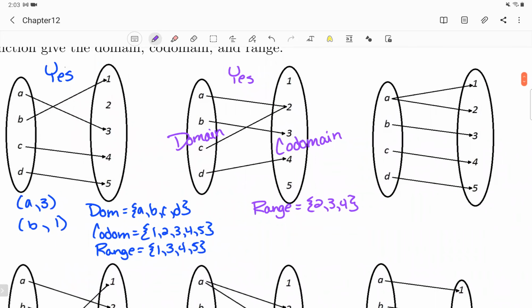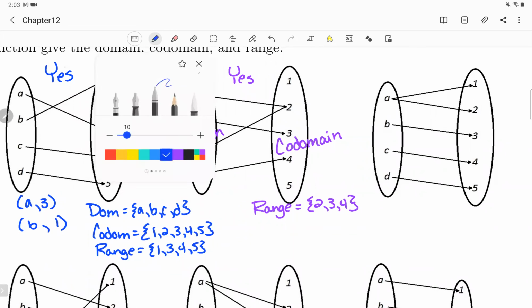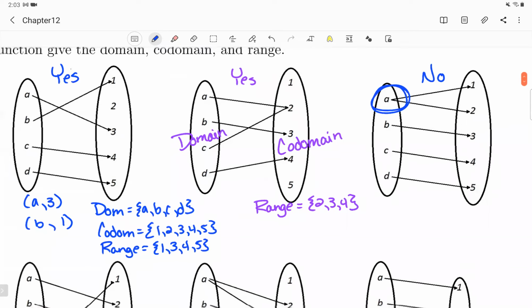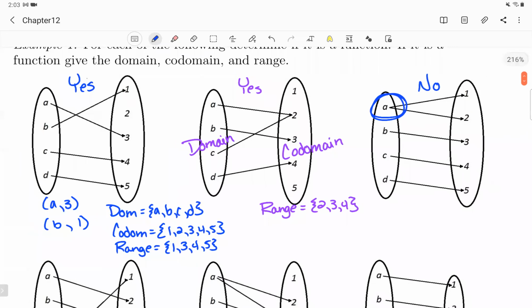The third one, what do you think? Function, yes or no? No. What goes wrong? A goes to two different things, so it has the ordered pair (A, 1) and the ordered pair (A, 2), and that's bad. Given a domain element, you shouldn't have a choice. You should only go to a specific thing for that domain element. So we don't have to answer the question of domain, codomain, range, because it's not a function. Go ahead and look at the next three. I'll give you a head start.